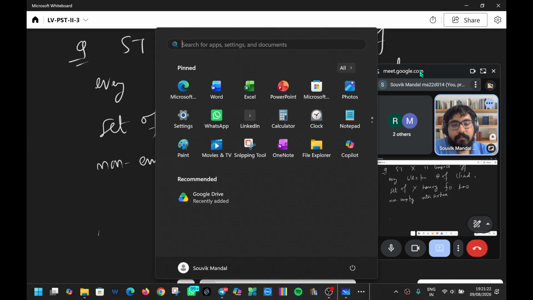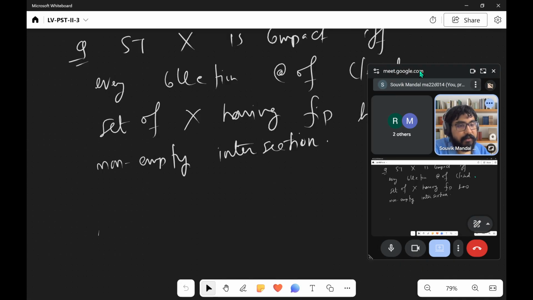So, basically, I'll give a hint first. Let's say... Sir, I just thought a line: as X is compact, there exists an open cover which covers X. So we have to show that the intersection of all that open cover is non-empty.